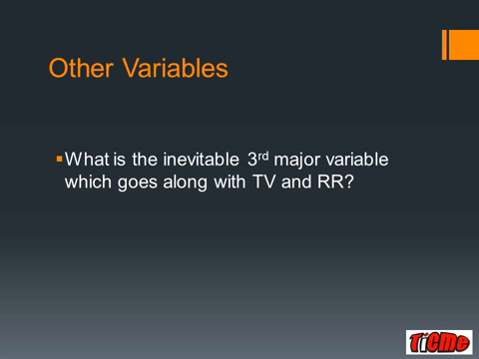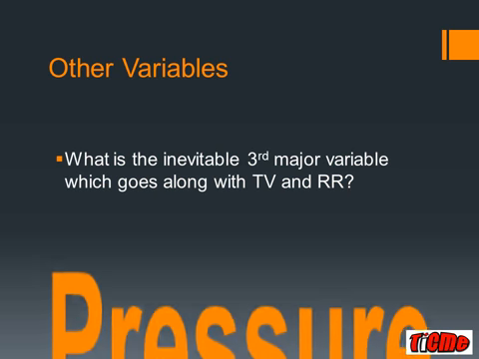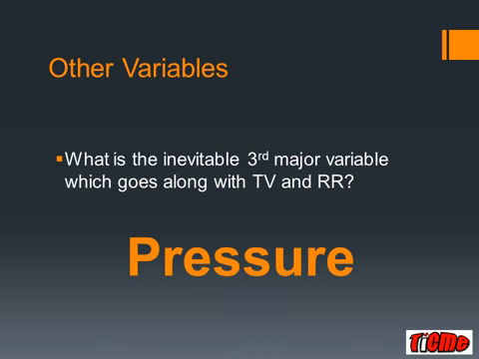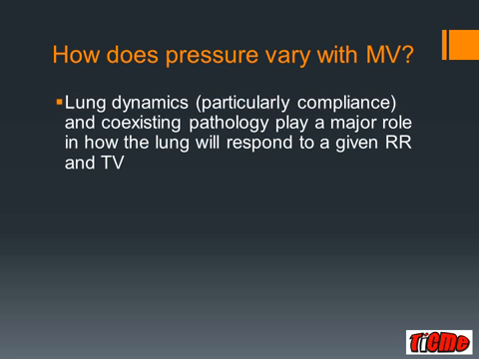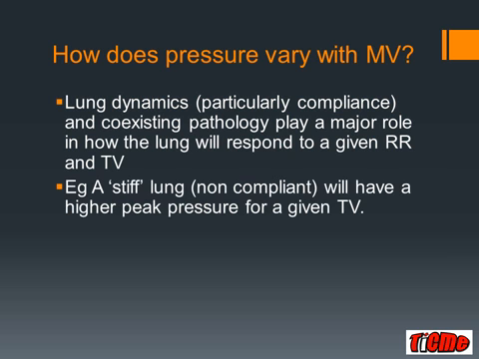So what's the inevitable third major variable which goes along when we change tidal volume and respiratory rate? That's right, it's pressure. So how does pressure vary with minute volume? Well, it's quite a complex physiological characteristic, pressure, because lung dynamics, particularly compliance and coexisting lung pathology, play a major role in how the lung will respond to a given respiratory rate and tidal volume.